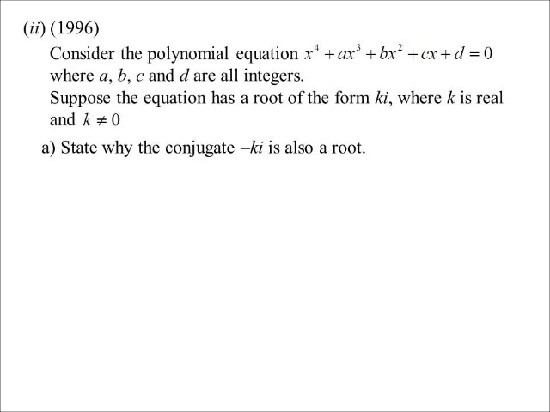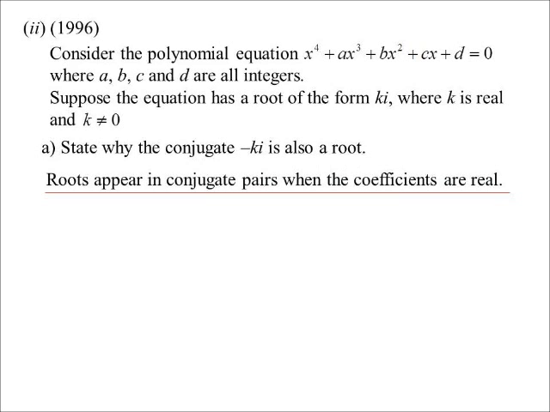First part, here's the gift mark of the question, I guess. State why the conjugate minus ki is also a root. So they're just looking for that you understand, hey, if all the coefficients are real, then I know that the imaginary solutions will appear in conjugate pairs. That's all they're really looking for. So something like that. So that's exactly what I wrote, really. Roots appear in conjugate pairs when the coefficients are real. All right, they want us to show that C is equal to K squared A.